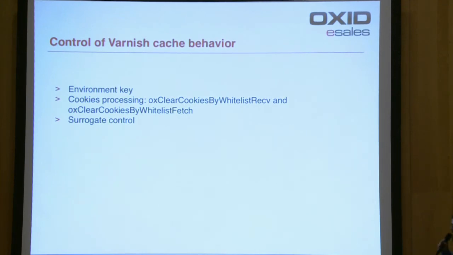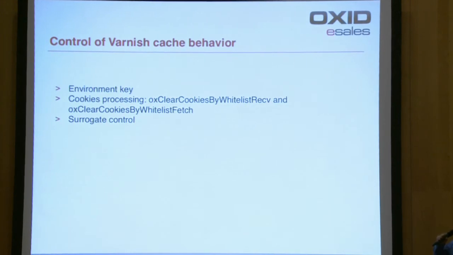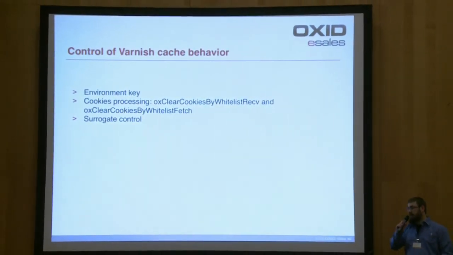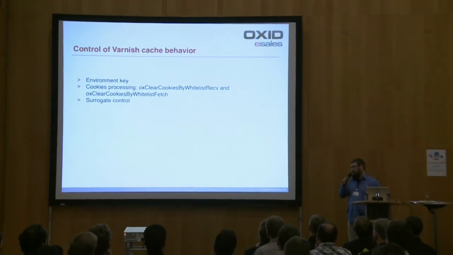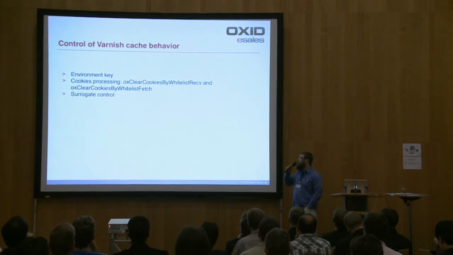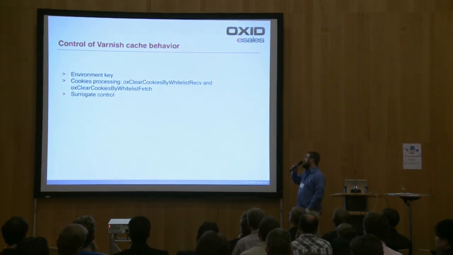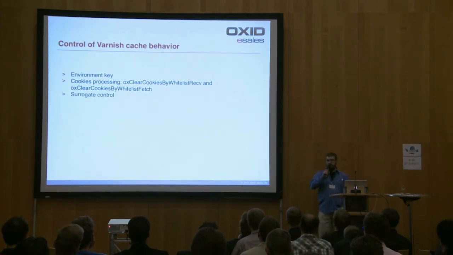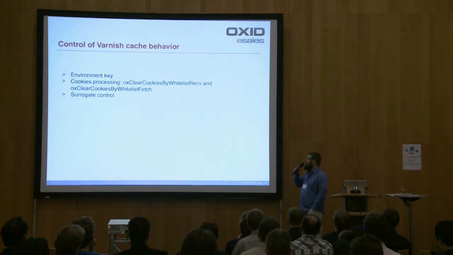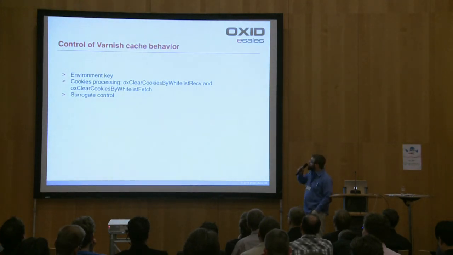One thing I did not mention when I presented this workflow for Varnish was how we produce the caching key. For the caching key, we use two parameters. One parameter is the URL address, and the second parameter is called the environment key. There is a bunch of parameters which display the state of the shop. For example, if something is added to the basket, for the same page we would have two different ESI tags, one for if something is in the basket and one if something is not in the basket.